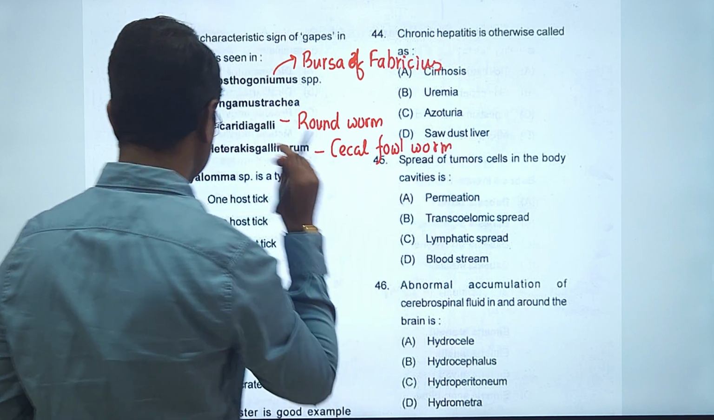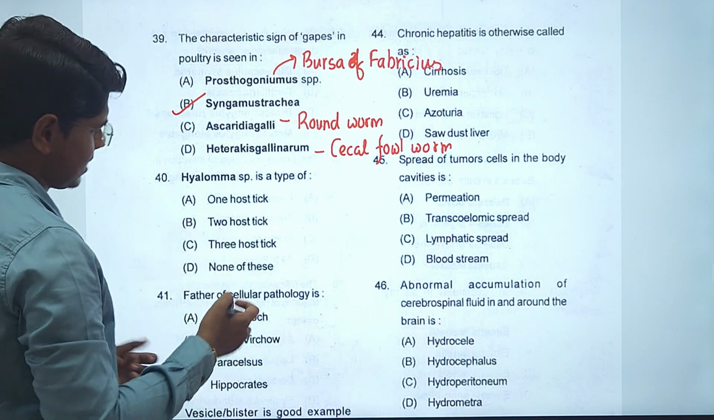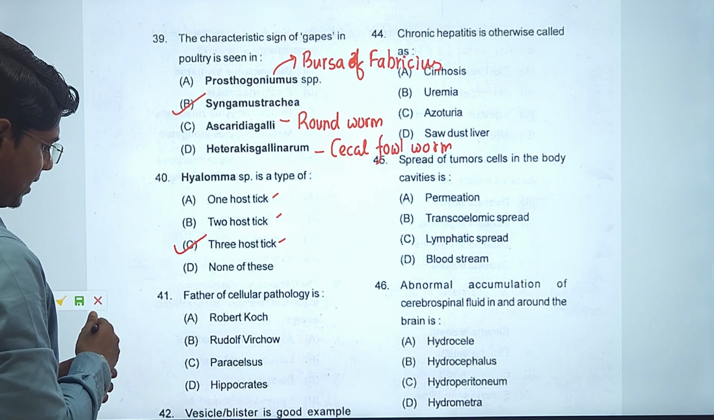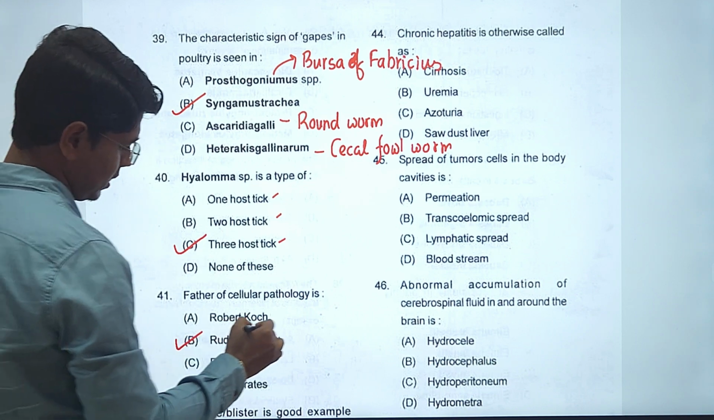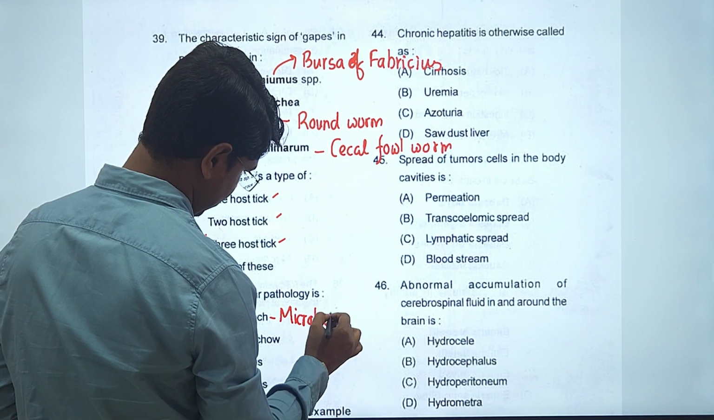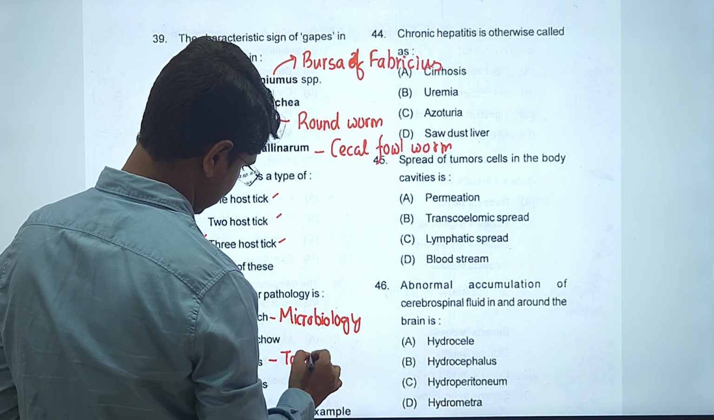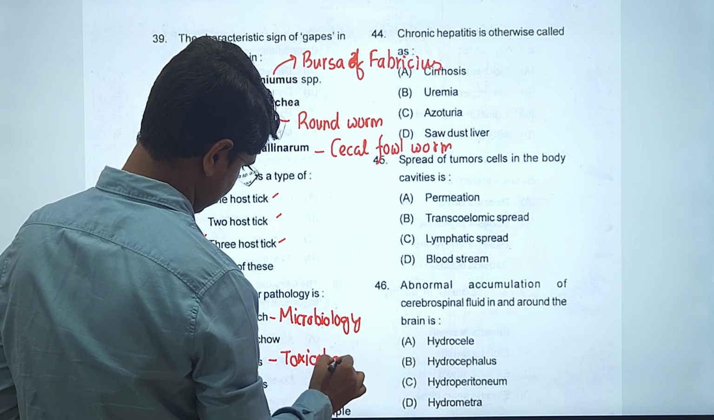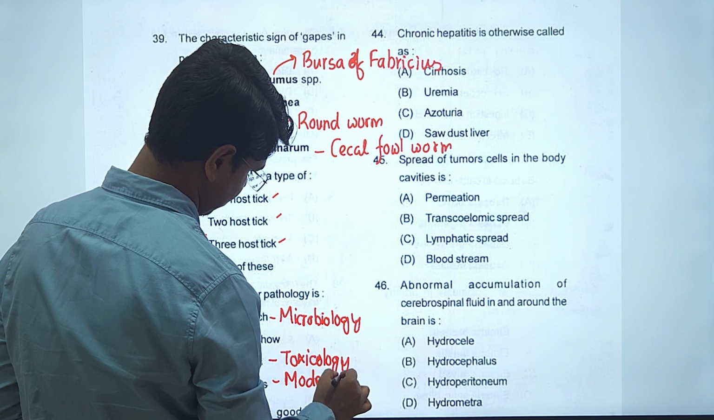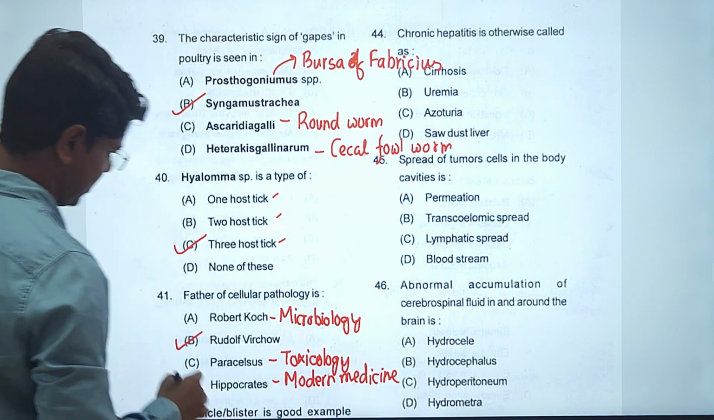Next question, Hyalomma species is a type of tick. If you go to books or the internet, it has one-host tick, two-host tick, all of them, but it is mostly a three-host tick. Father of cellular pathology is Rudolf Virchow. Robert Koch is father of microbiology. Paracelsus, toxicology. Hippocrates, modern medicine. Okay, father of medicine also.